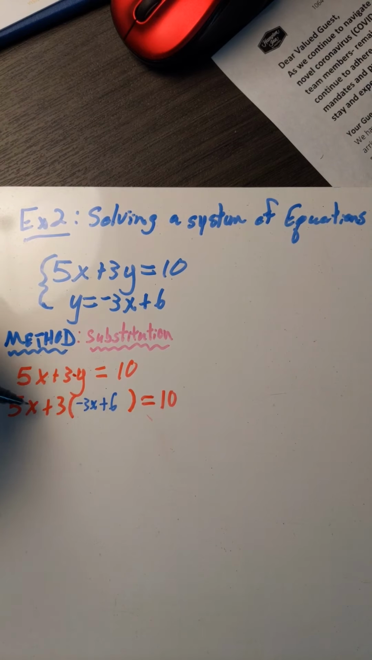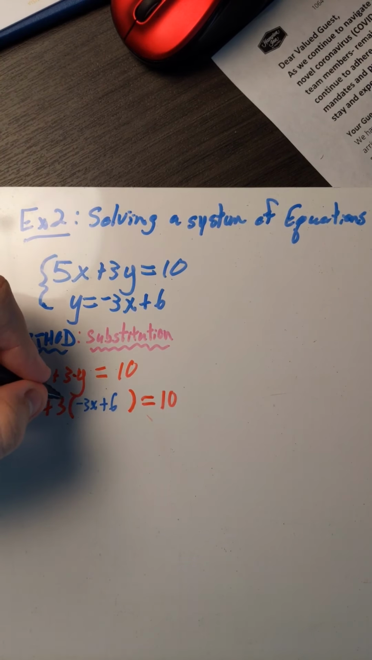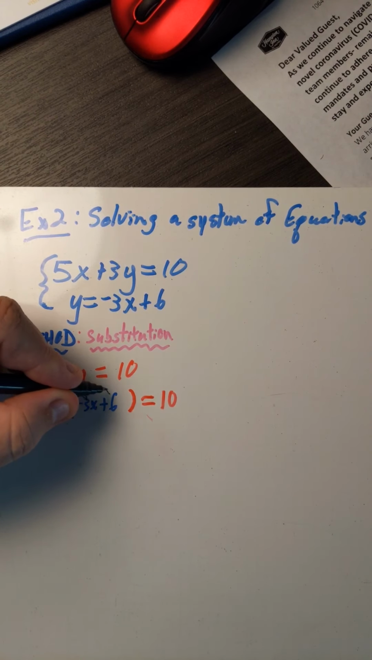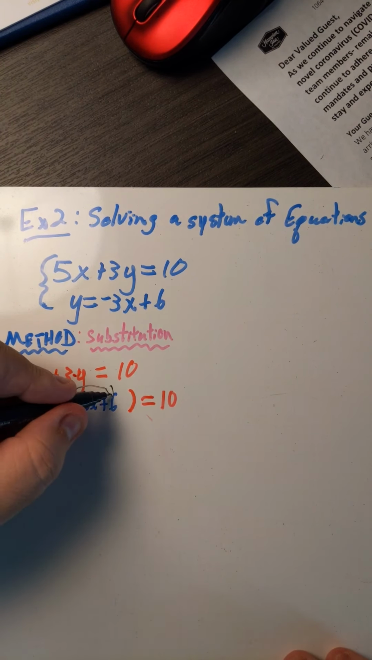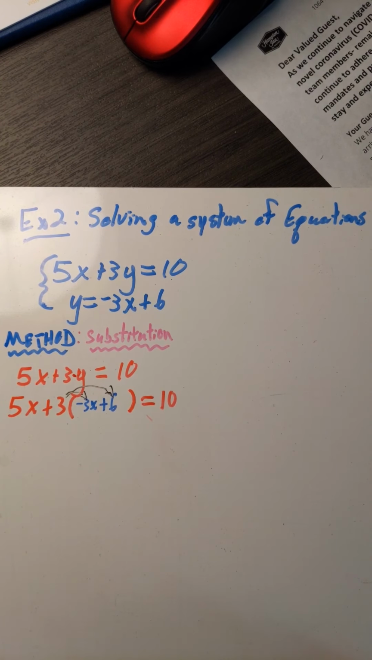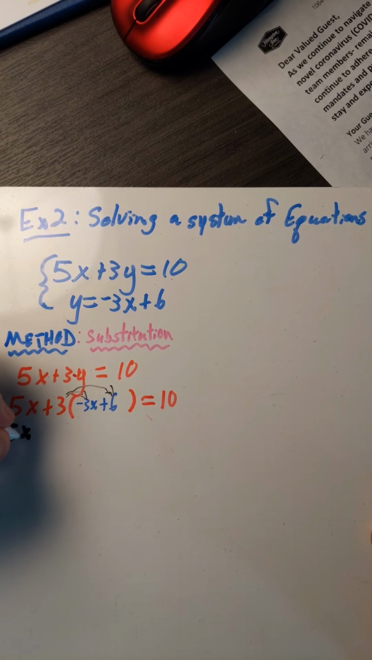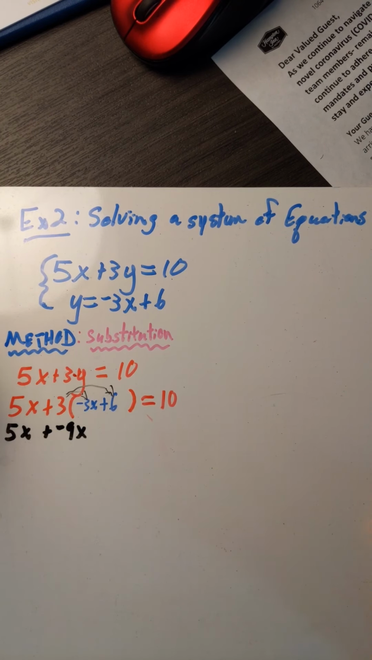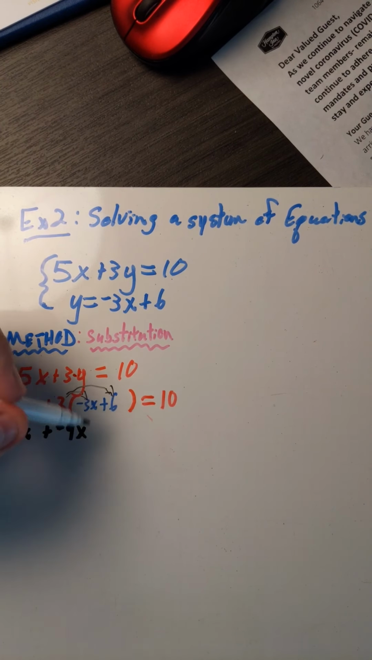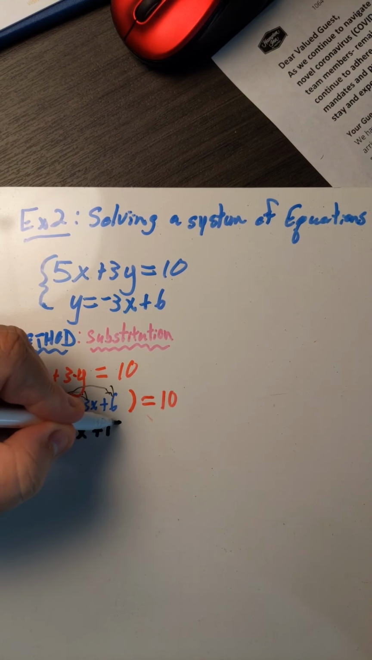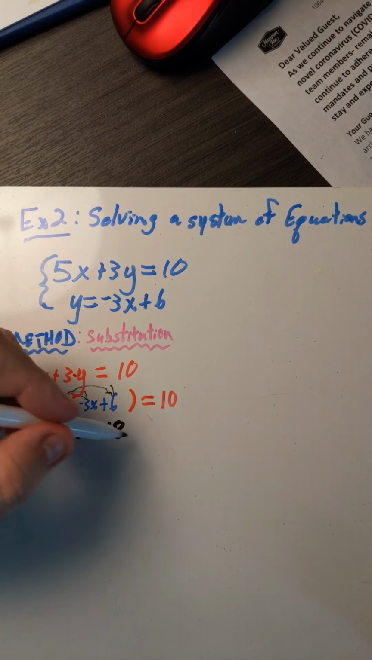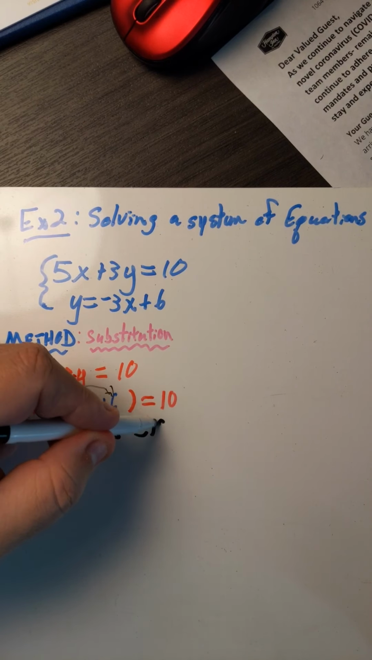So first of all, I see that we have a 3 on the outside of this parentheses. We're going to distribute this 3 to both terms. We're going to multiply both terms by that 3. And here is what the result of that should be. We get 5x, because nothing's changed there, plus 3 times negative 3 is a negative 9x. 3 times a positive 6 is a positive 18. And on the other side of the equation, we get equals 10.